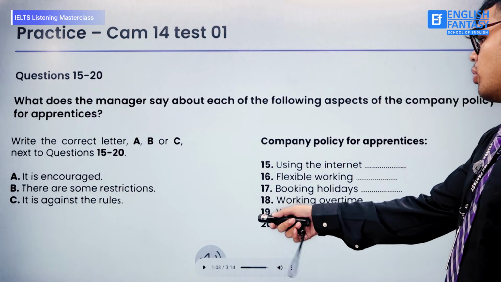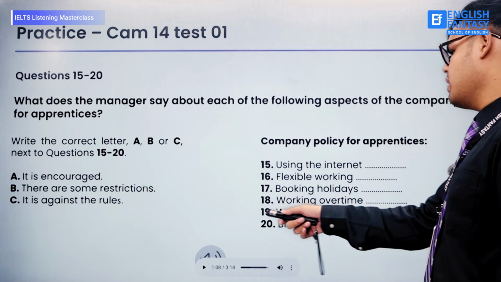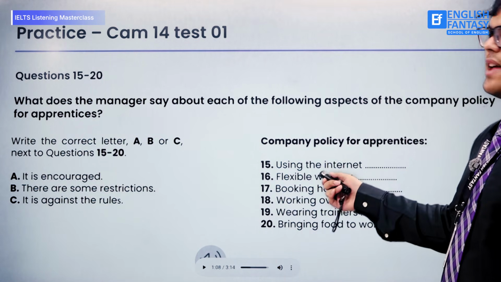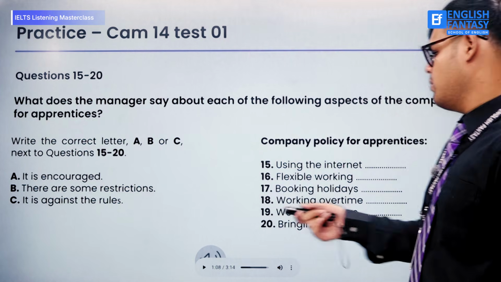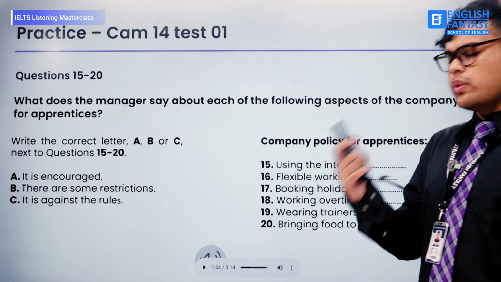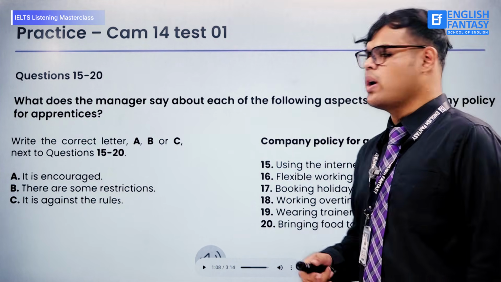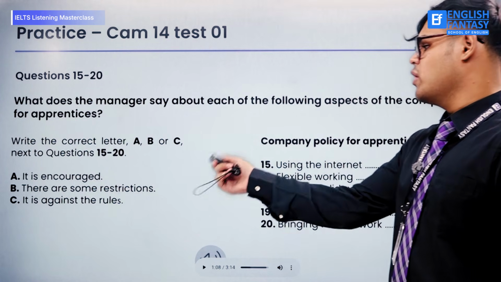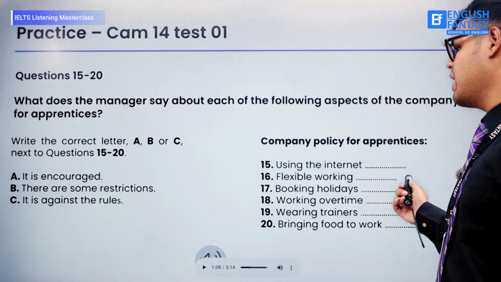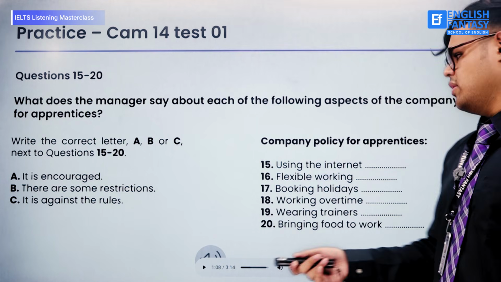So, it is being said not to use the internet for personal use. So, we can safely say that option B will be the correct answer for question number 15. Because, yes, you will be able to use the internet while you're at work. However, there will be some restrictions. You cannot use the internet for your personal gains.